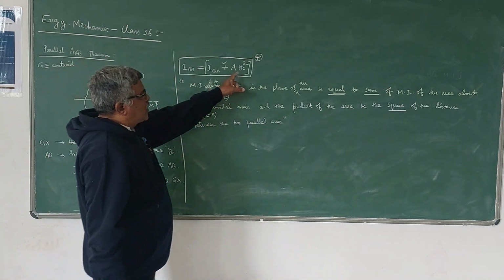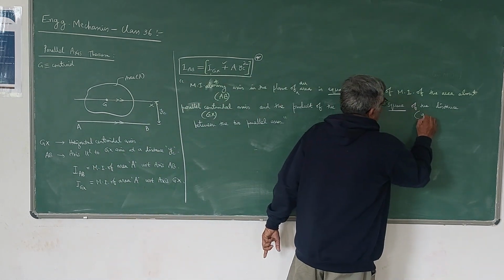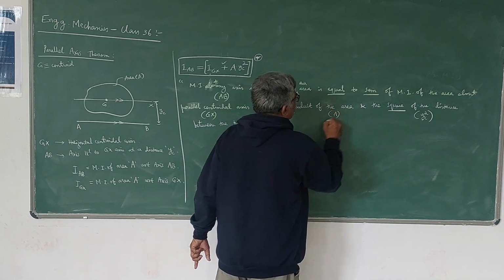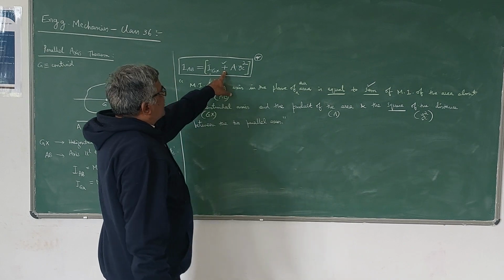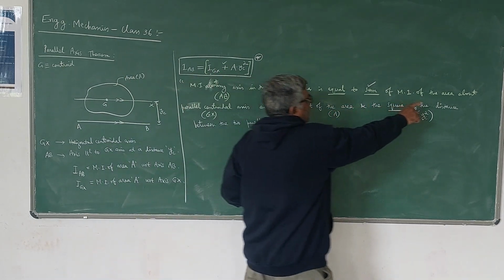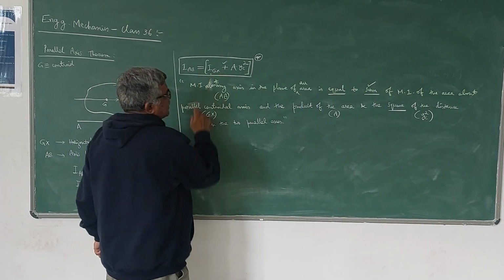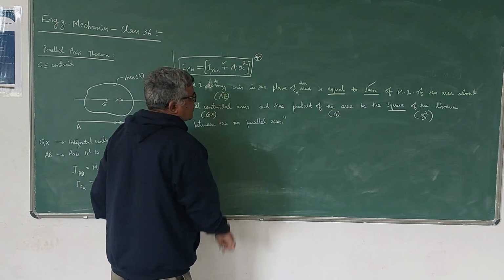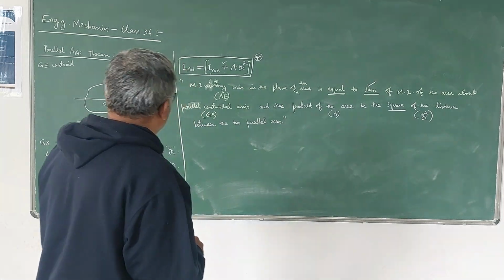Square means yc square, where yc is the distance. So I have to take yc square as the product of the area and the square of the distance. So it is the sum of these two: one is IGX, the moment of inertia of the area about the parallel centroidal axis, plus the product of the area and the square of the distance, A into yc square. So this is the statement of the parallel axis theorem.